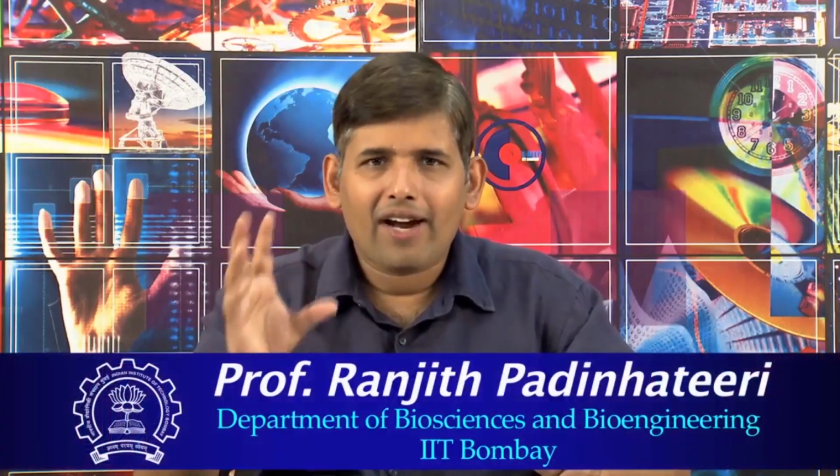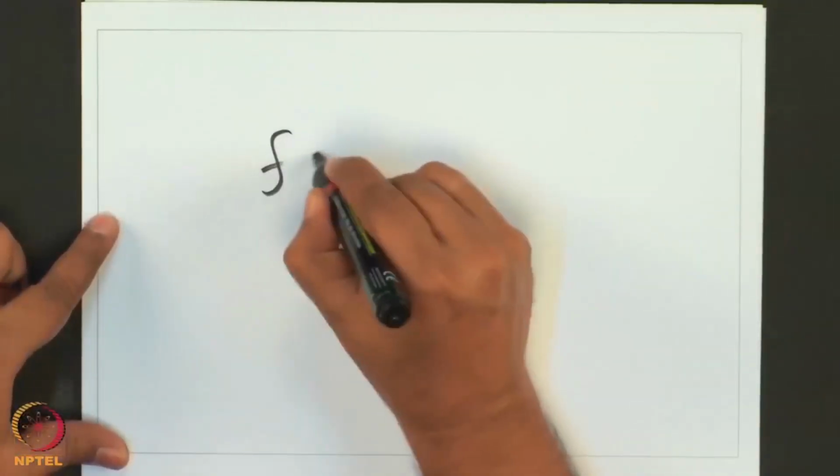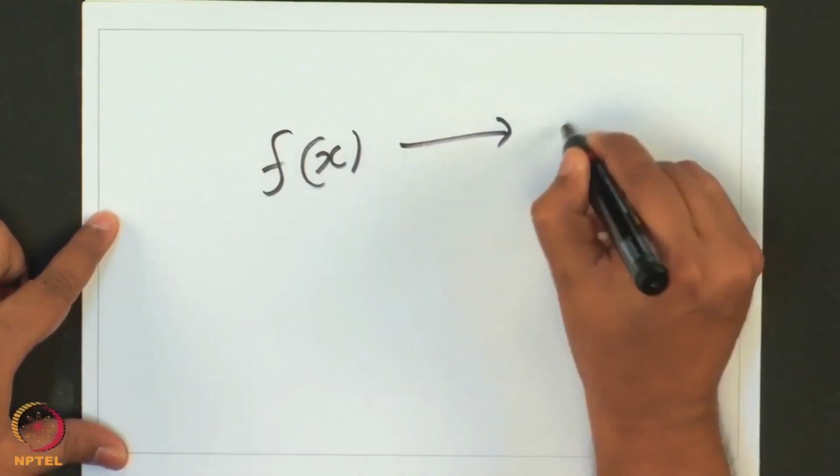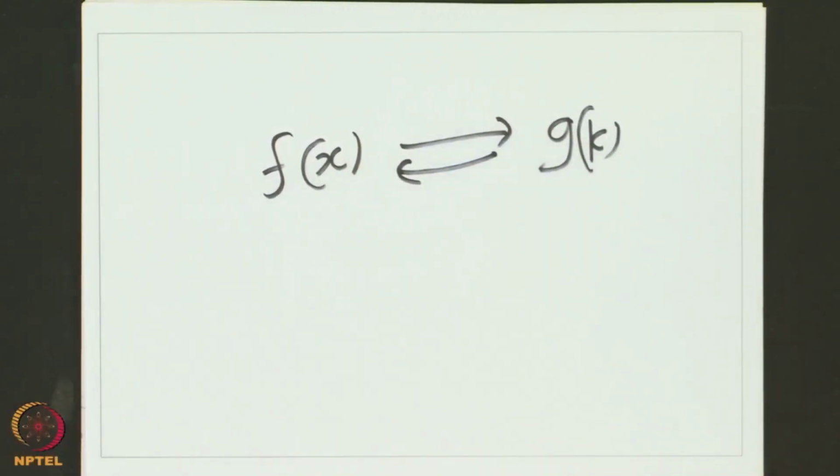But physically what is important is that if I have some function in real space, which is the space that we see, the f of x, I can convert that into g of k and back. This is very useful, and that is where we use the Fourier transform.